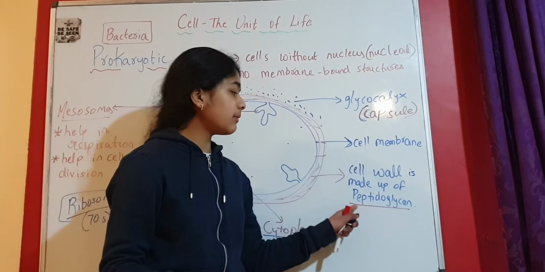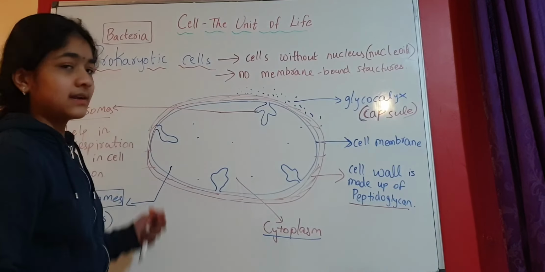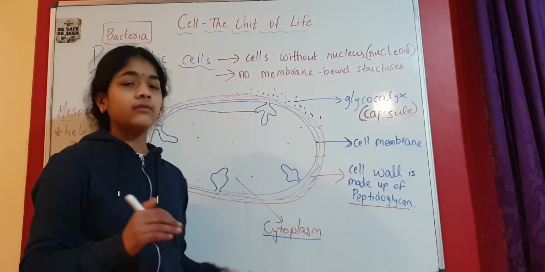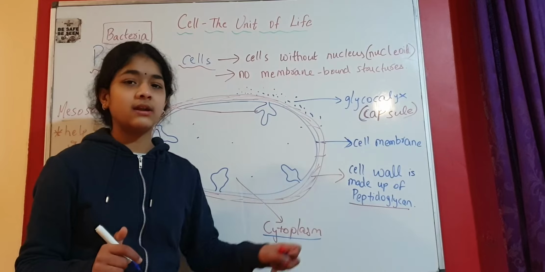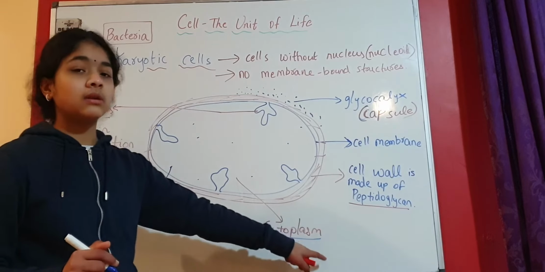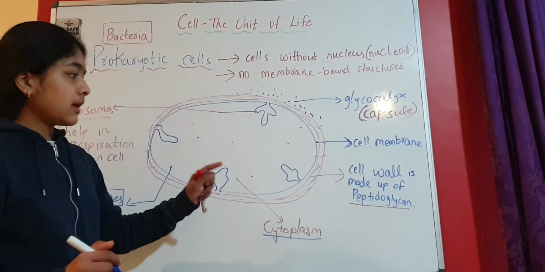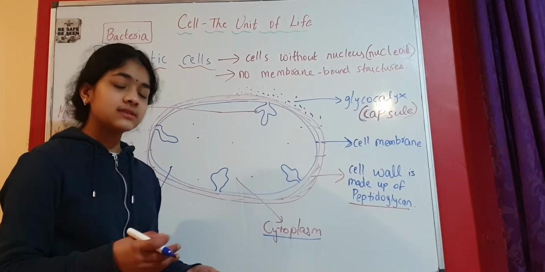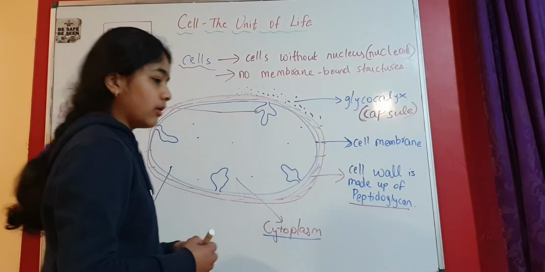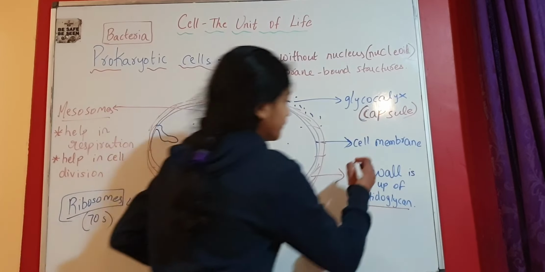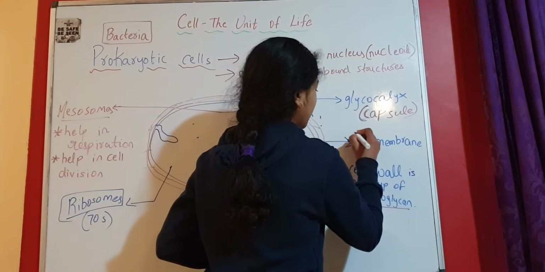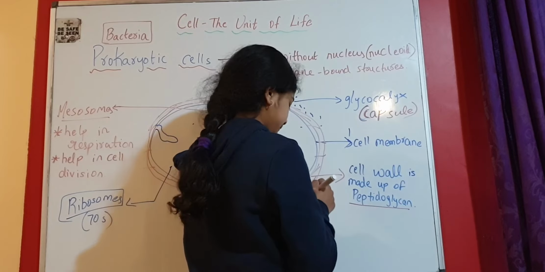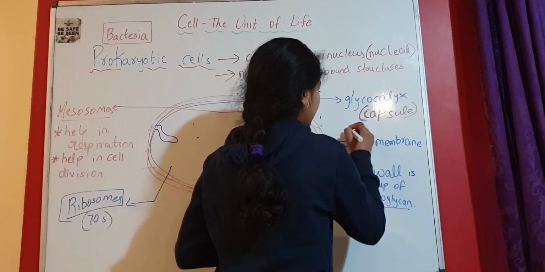Now the cell wall is made up of peptidoglycan only in bacteria, not in, let's say, fungi. In fungi it's made up of chitin. In plant cells it's made up of cellulose. So in different organisms, different substances are present in the cell wall. This cell membrane is called the plasma membrane.